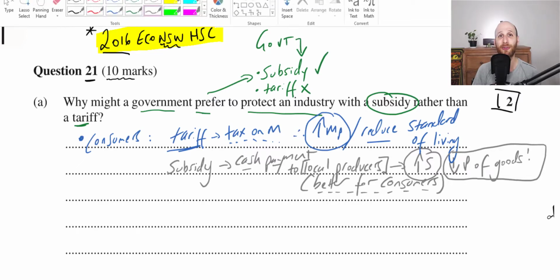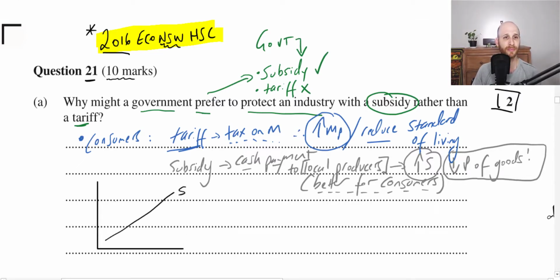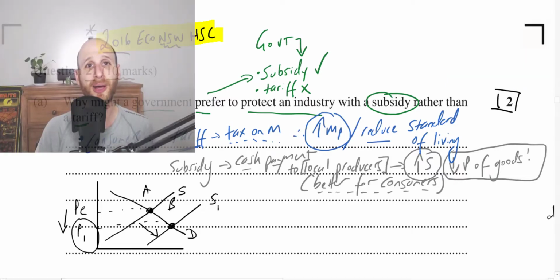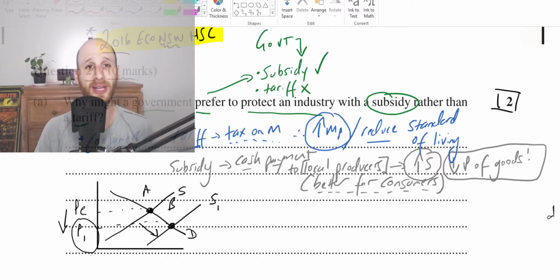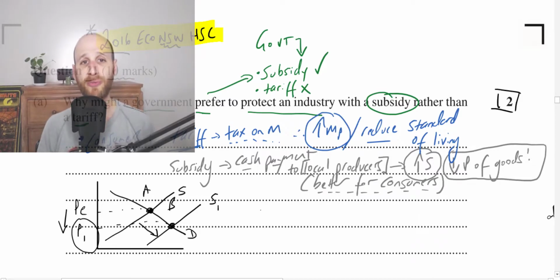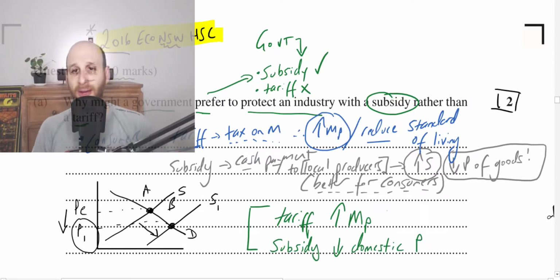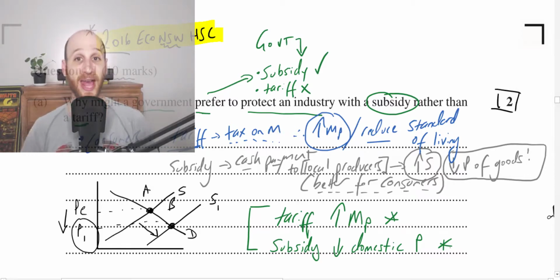Now, if you don't believe me, let's just draw a quick subsidy graph. So as you can see, when we move from S to S1, we will reduce prices paid by consumers. So a government might prefer to protect an industry with a subsidy because it will result in lower prices for consumers. So before we finish up, just to make it pretty clear, what we're focusing on here is that a tariff will increase import prices while a subsidy will reduce domestic prices. Better outcomes for consumers, hence why a government might prefer it.